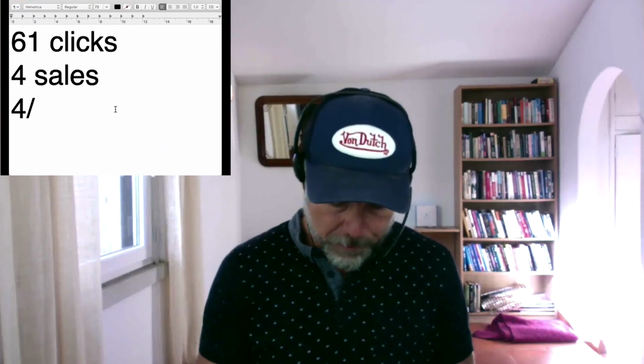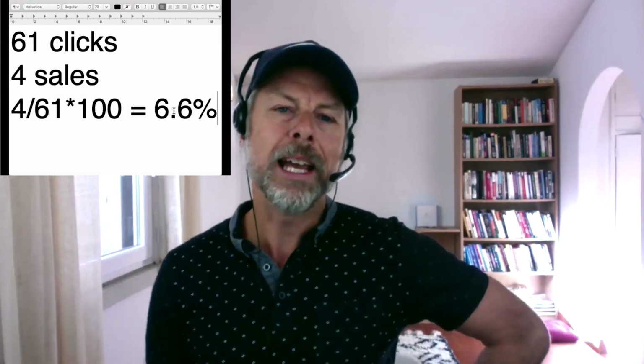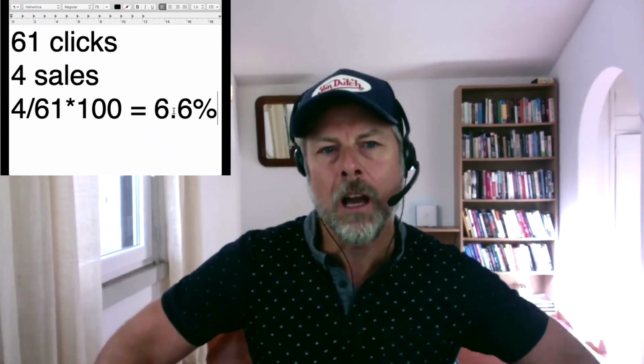So if you don't know how to work that out, what you do is you do 4 divided by the number of clicks, 61, and then you multiply it by 100 to give you the conversion rate. So what is the conversion rate expressed as a percentage? 6.6. Well done. All right, so 6.6%. Now, is that high or is that low?